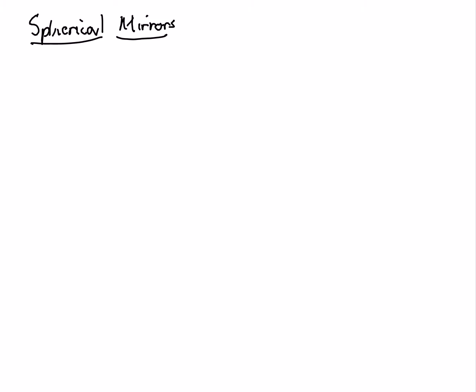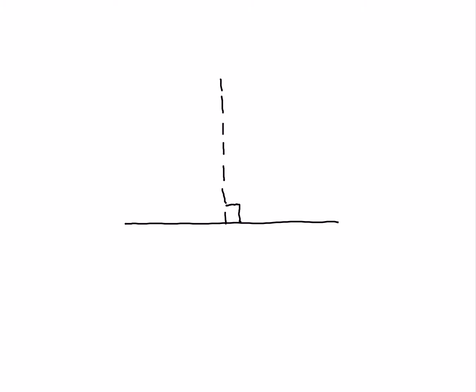This lecture is about spherical mirrors. Now, paradoxically, we're going to start by talking about flat mirrors because they're easier to think about. So I've drawn here a flat mirror, and this dotted line represents a normal vector to that surface. In other words, this is just a line that's at a right angle to the surface of the flat mirror.